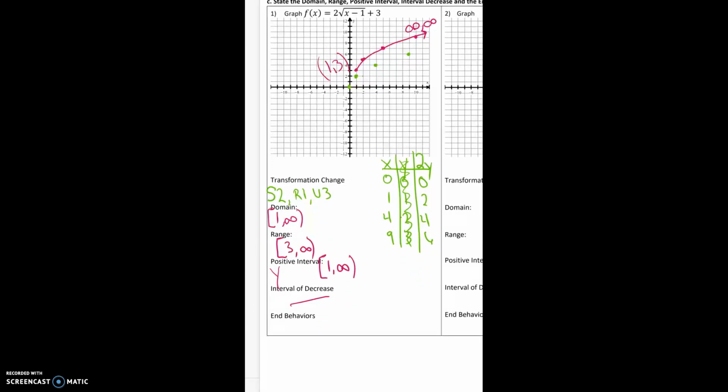And then end behaviors, remember that's all this writing. So in this one, x is going to infinity. As it does, f of x is also going to infinity. But when you do, as x approaches negative infinity, that doesn't happen in this graph. So what you need to do is don't leave it blank. You can put not applicable. Some teachers say does not exist. Whatever they've asked you to do. Okay? All right, let's move to number 2.